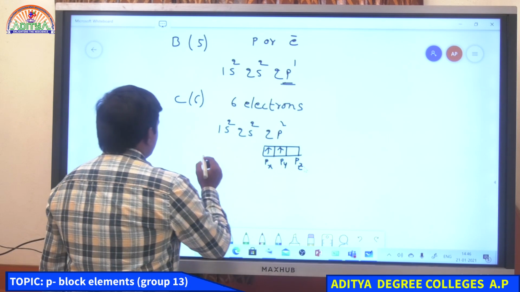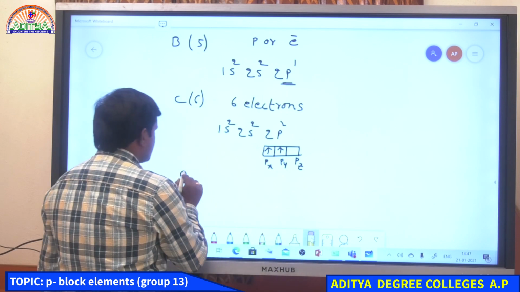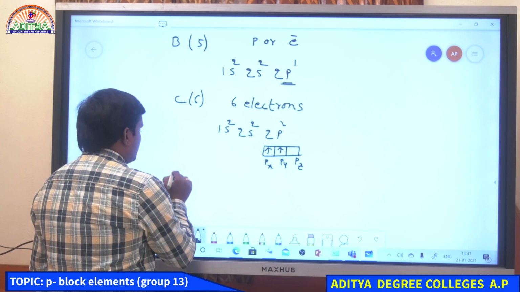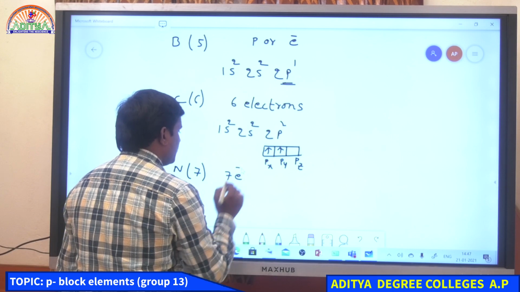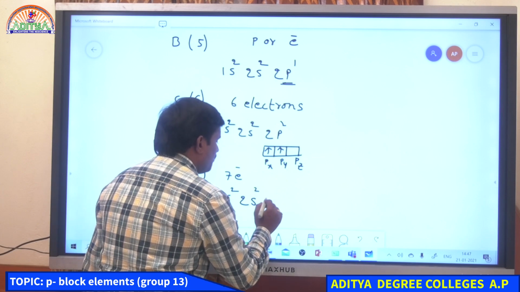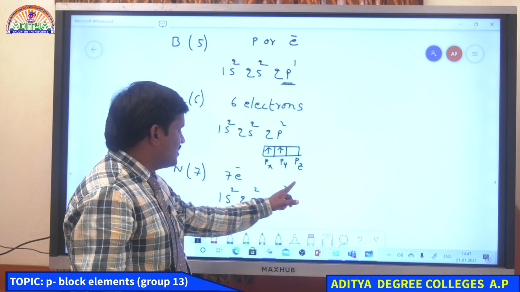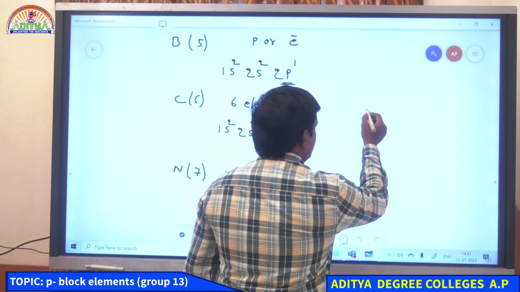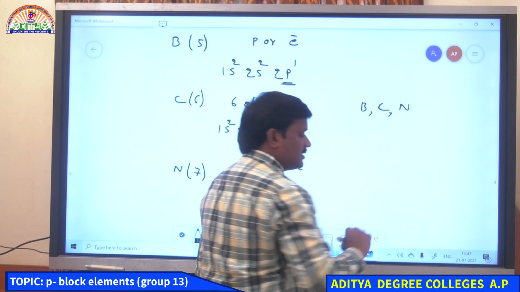Next, oxygen. But before oxygen, the atomic number 7 element is nitrogen. So nitrogen atomic number is 7, hence it has 7 electrons in total, and the electronic configuration is 1s2, 2s2, and 2p3. In nitrogen also the last electron enters into p orbital. Therefore, nitrogen is also an example of a p block element. So first one is boron, next carbon, and then nitrogen.